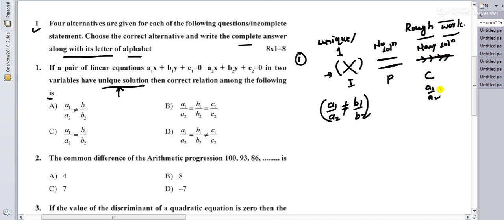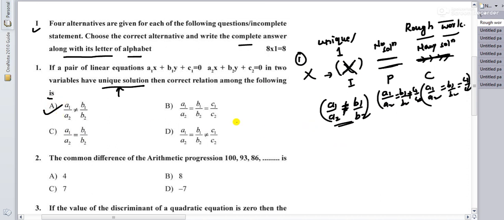Now for coincident lines, both of the lines are going together, right? So it means all of them will be equal. Both lines equal means on the same line, so it will be equal. And for parallel, it is just the first two equal: a1 by a2 equals b1 by b2, not equal to c1 by c2. Here they have asked unique, and for unique it is intersecting, so remember this trick. Cross marks mean none of them are equal, so this will be the answer.